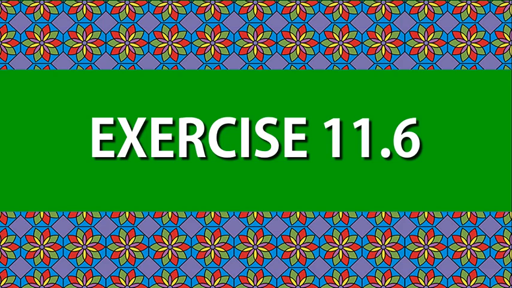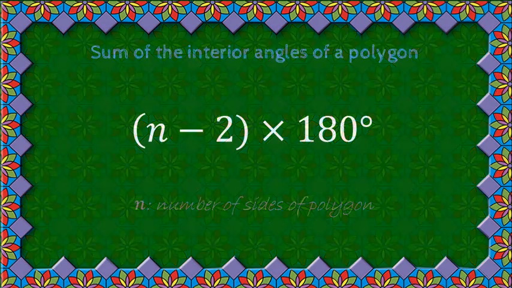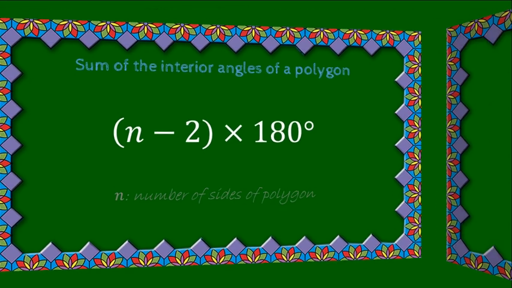These are the answers to exercise 11.6. Before we get started, the exercise reminds us of the formula that we found in the previous exercise. This formula represents the sum of the interior angles of a polygon. So if our polygon has any number of sides represented by n, we can just substitute that number into the formula, and that will give us the sum of the interior angles.